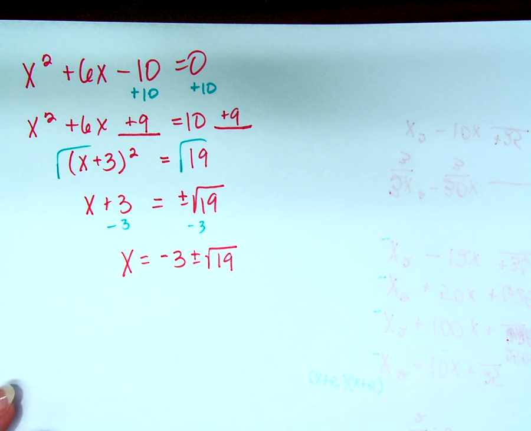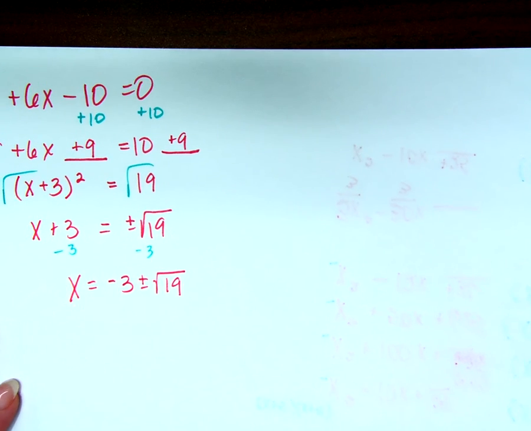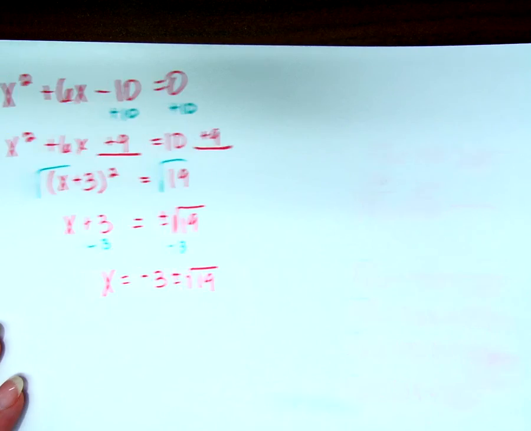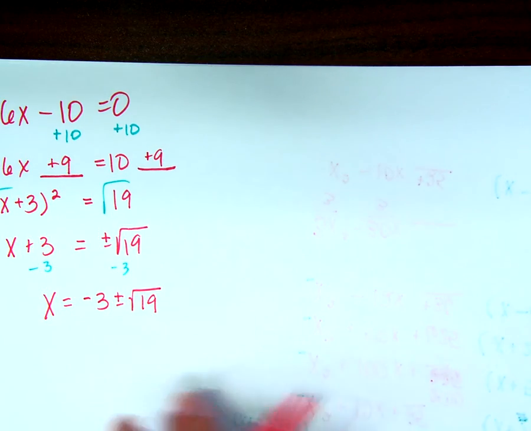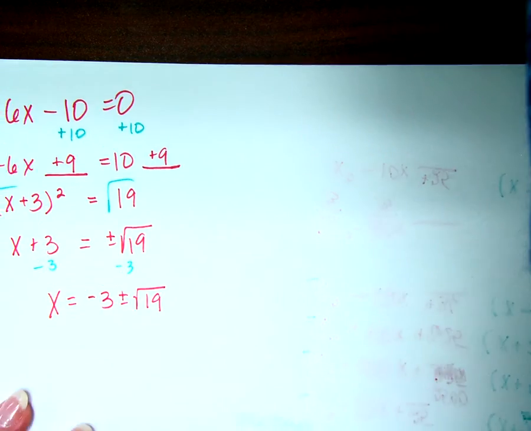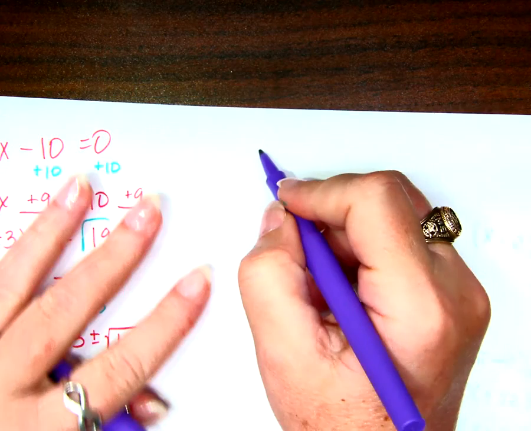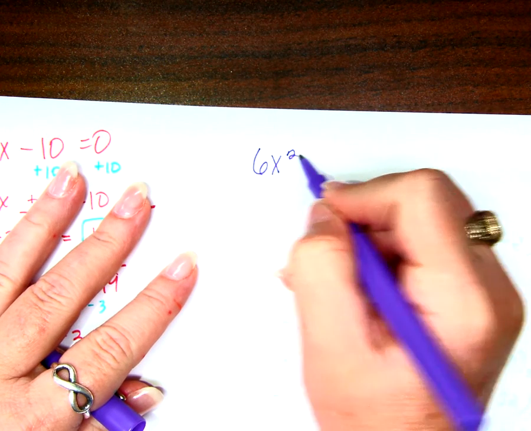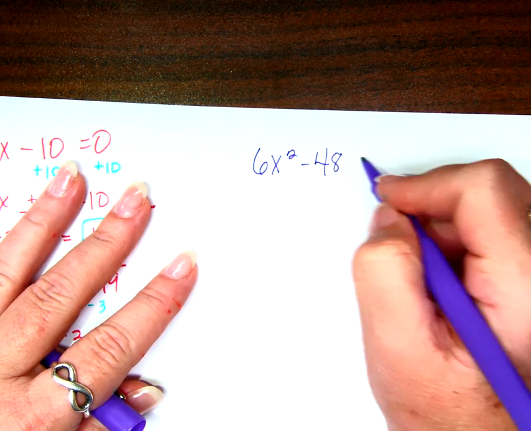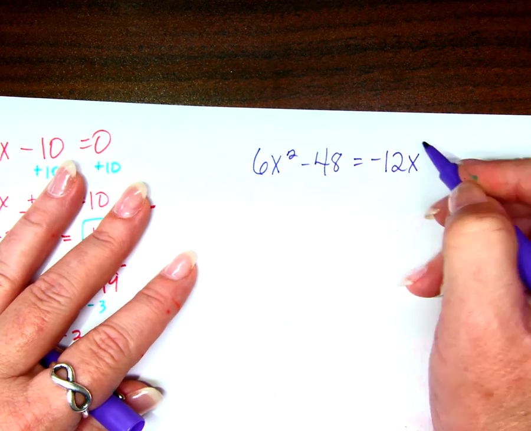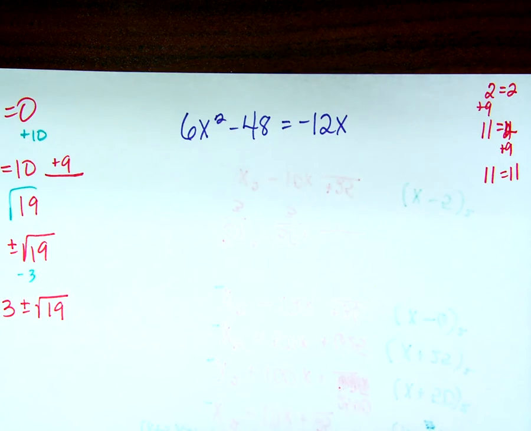Now I'm going to come back to the problem that we talked about just a minute ago. What do we do if there's a 3 there, or a 2 or something like that? So what if this is the problem that you're given? 6x squared minus 48 equals negative 12x. This is different on many levels, isn't it?